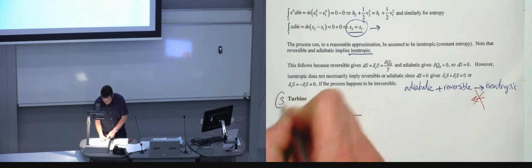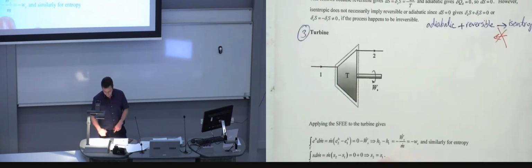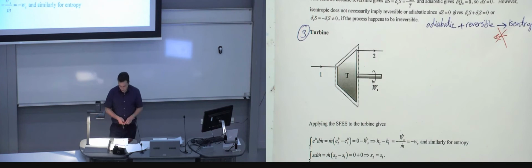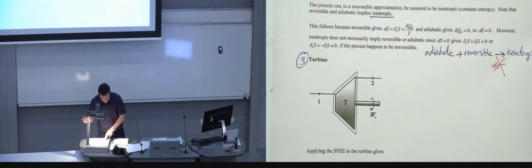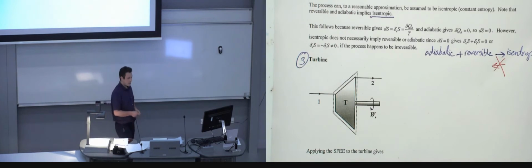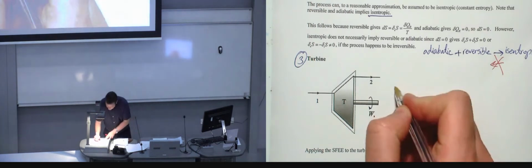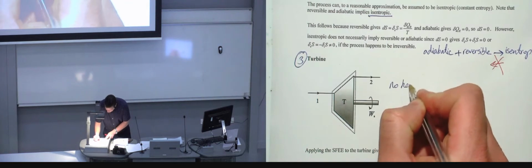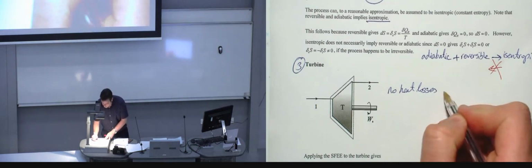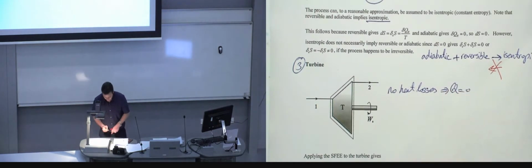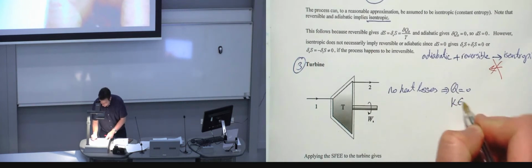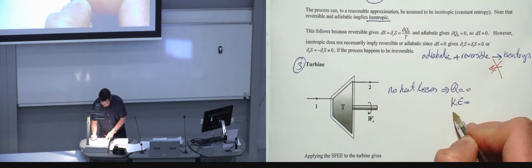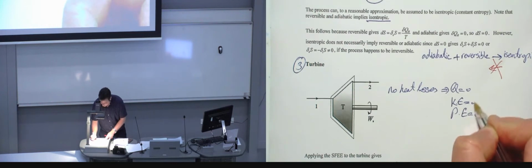The third device is a turbine. That's a symbol, as you know by now, that we use for a turbine. Assuming there's not going to be any, that's a big assumption, but we have to make this assumption in order to make this work. We assume that there are no heat losses in a turbine, so Q is going to be equal to 0. We assume that there's not going to be any kinetic energy and potential energy changes, so all three will be 0.